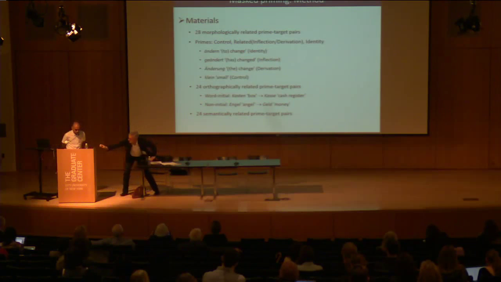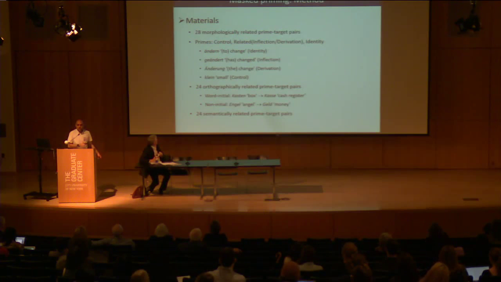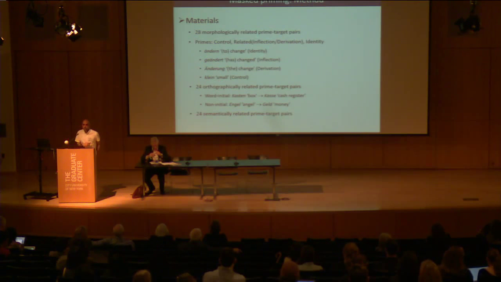We employed 28 morphologically related prime-target pairs. You can see examples here. So the target would be ändern, to change, and this could be preceded by one of 4 types of prime, either ändern itself, which is an identity prime. We are using this to test for repetition priming effects. Geändert, has changed, so the inflected participle form of exactly the same verb. Änderung, the change, the derived form based on the same stem, and an unrelated control word, a noun or an adjective that had no relation whatsoever to the target.